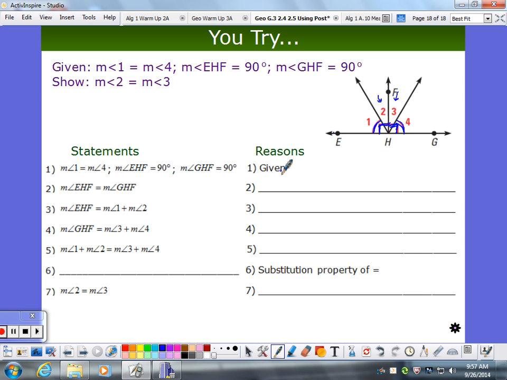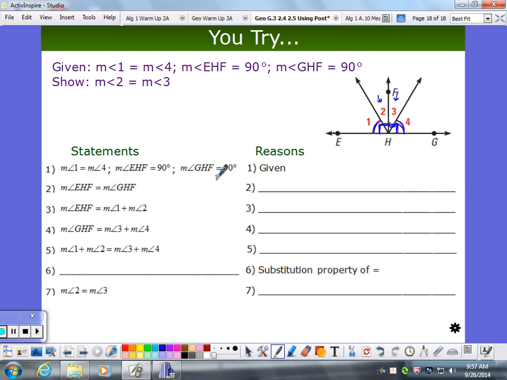How would you do that? My first statement is all the givens. I'm just putting them out there. You don't always have to do that first, but it's not wrong to do that. Then I'm saying the measure of EHF equals the measure of GHF. Why can I say that? Are you in the protractor? No? They're using the measures of the angles. You want to build on that, Keely, a little bit?